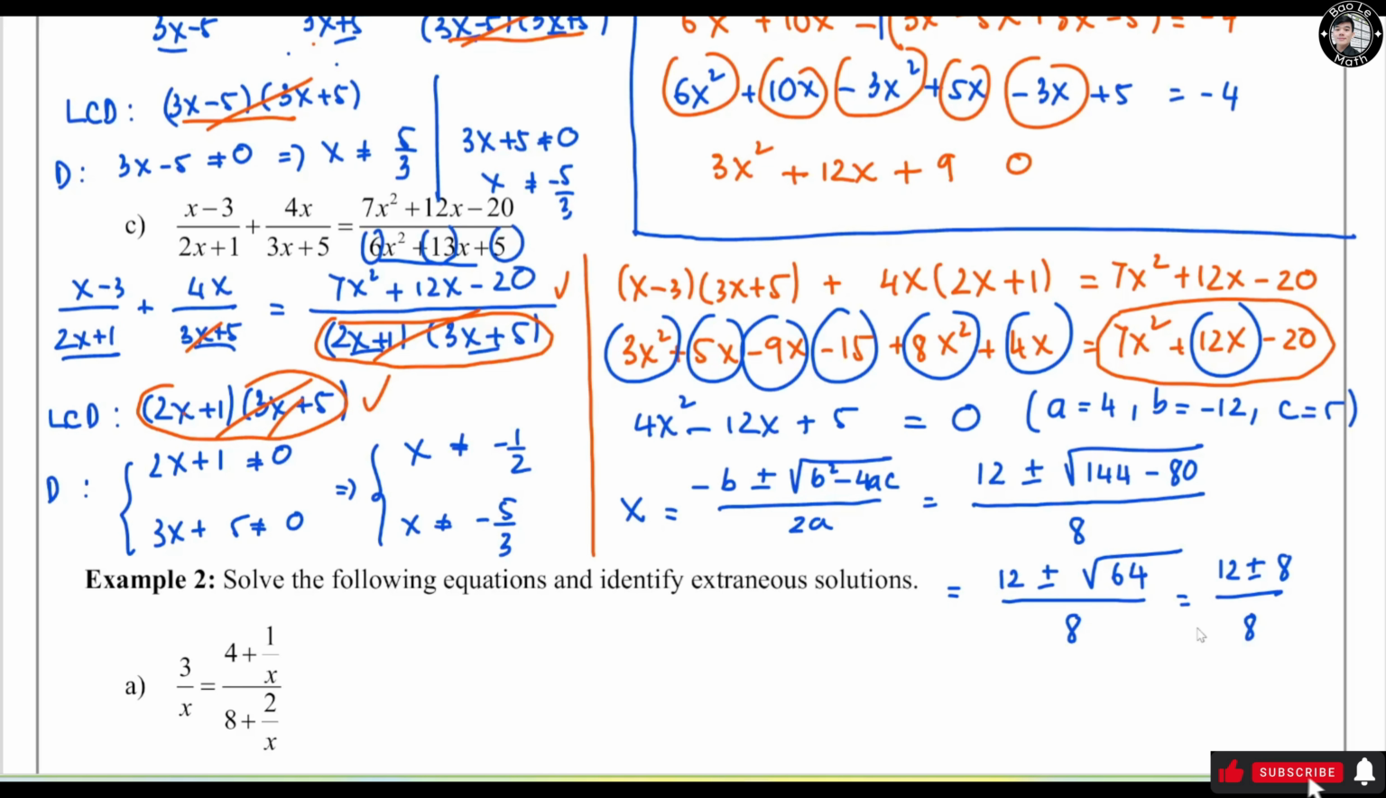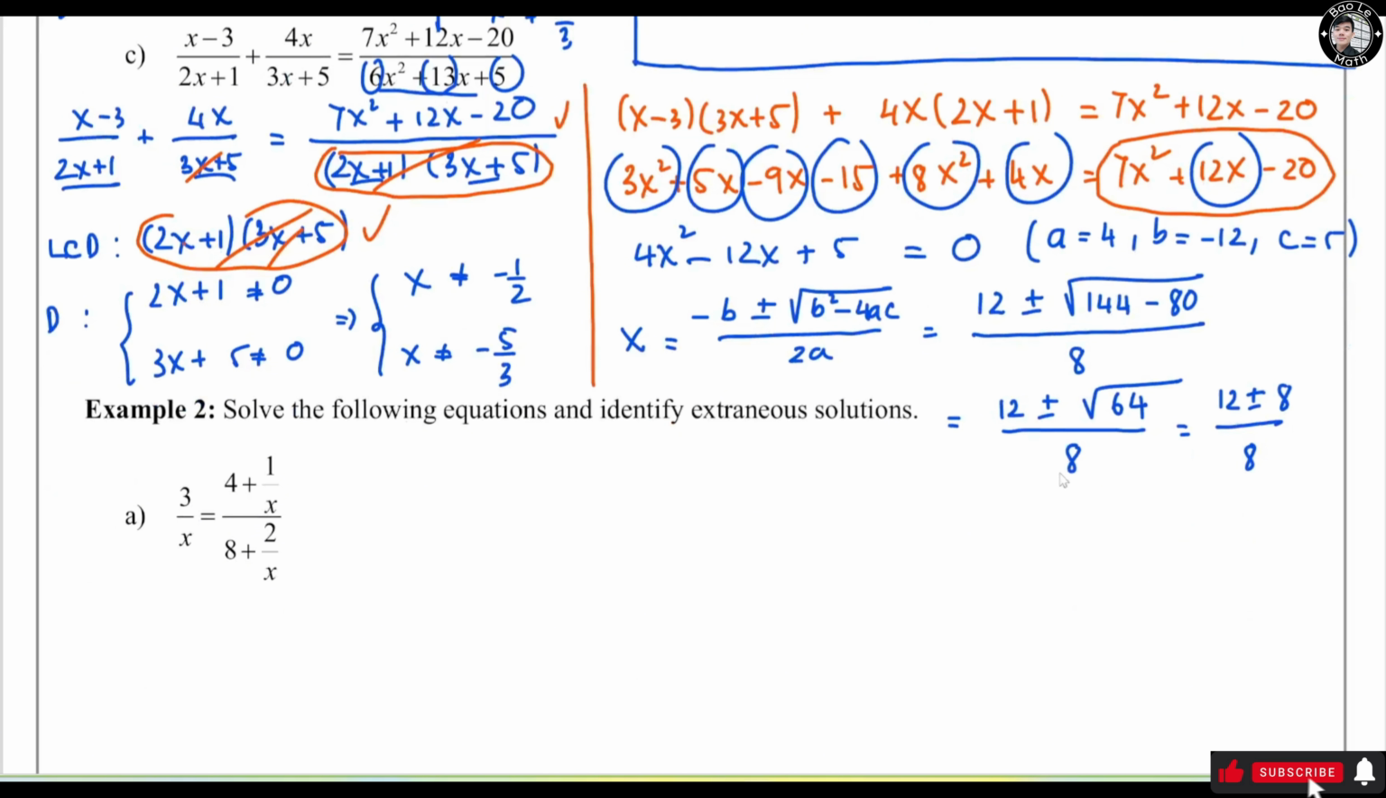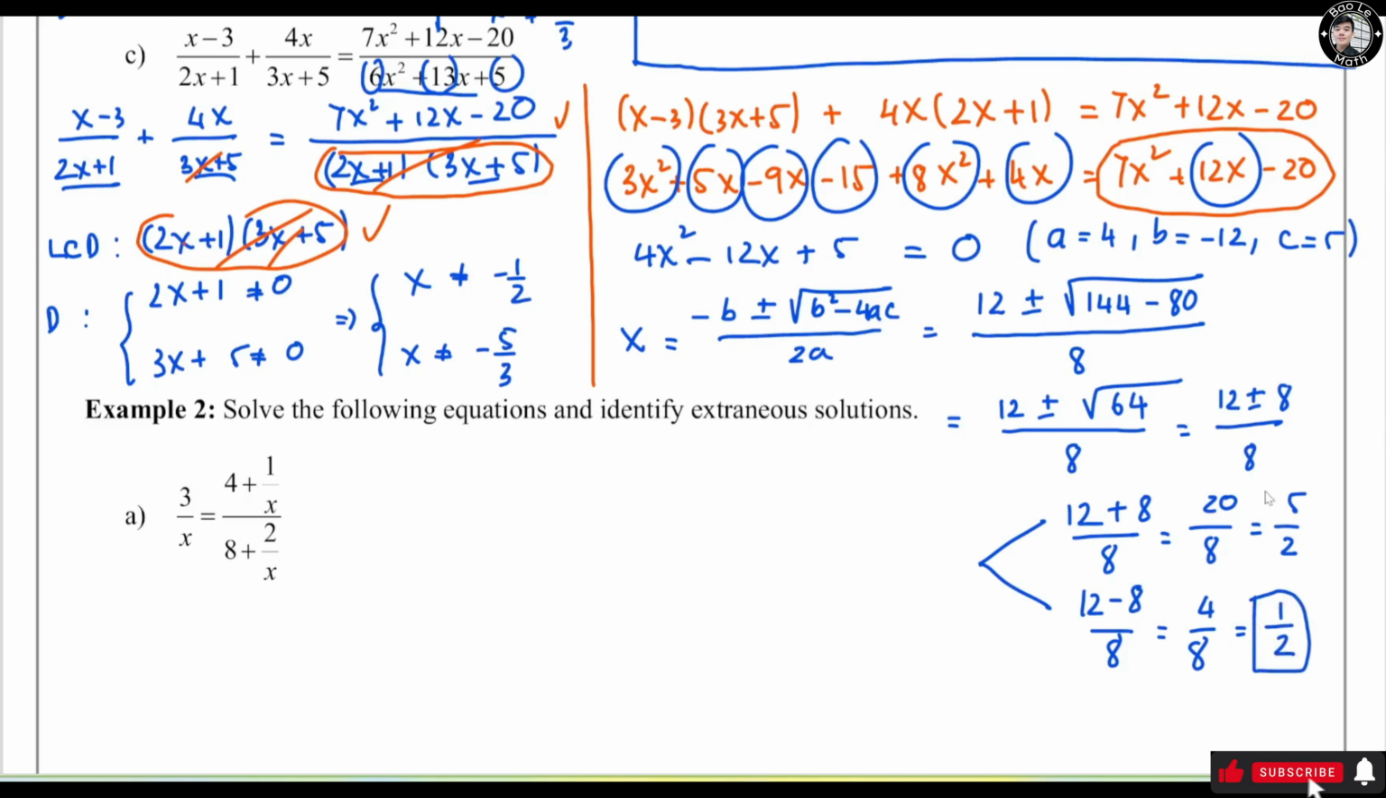The square root of 64 is going to be 8, over 8. So at this time you have two possible values. We have 12 plus 8 divided by 8 and 12 minus 8 divided by 8. So it's going to be 20 divided by 8, and divide the top and bottom by 4. It's going to be 5 over 2. Now this guy, 4 over 8, divide the top and bottom by 4, it's going to be 1/2. So you have two solutions right here.